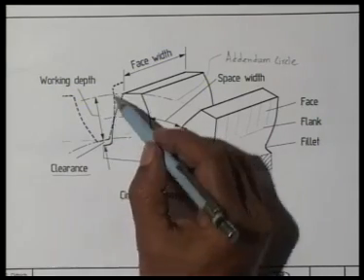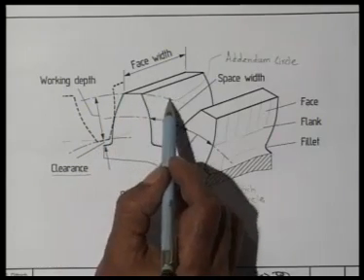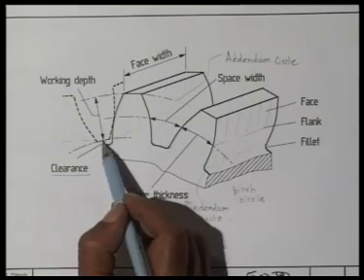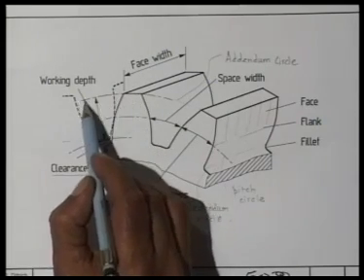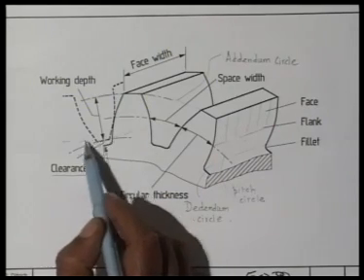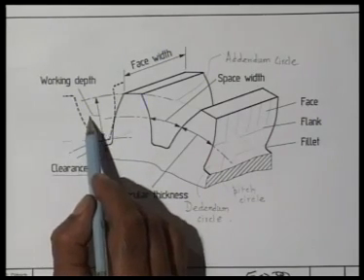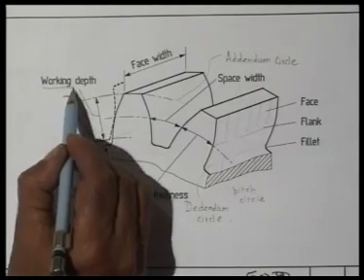And if we measure the radial distance between this addendum circle of gear 1 and the addendum circle of the mating gear, that is this distance. This circle refers to the top surface of this tooth, and this circle refers to the top surface of the mating tooth, and the radial distance between them is called working depth.